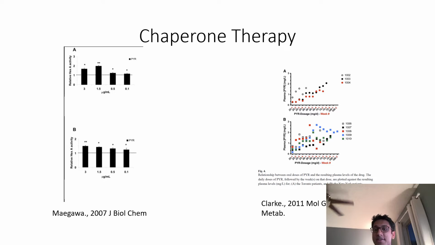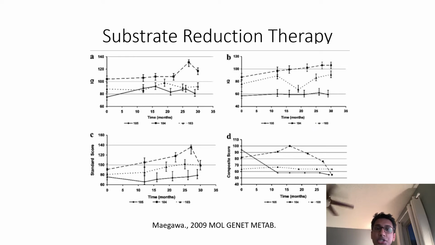Everyone else dropped out by the 75 milligram dose due to severe side effects from the medication. This is one of the only cases of chaperone therapy being used in Tay-Sachs disease. We see it just wasn't a great outcome, and this is not at all an option at this point in time. So in substrate reduction therapy, the aim is to reduce the rate at which a material is made.